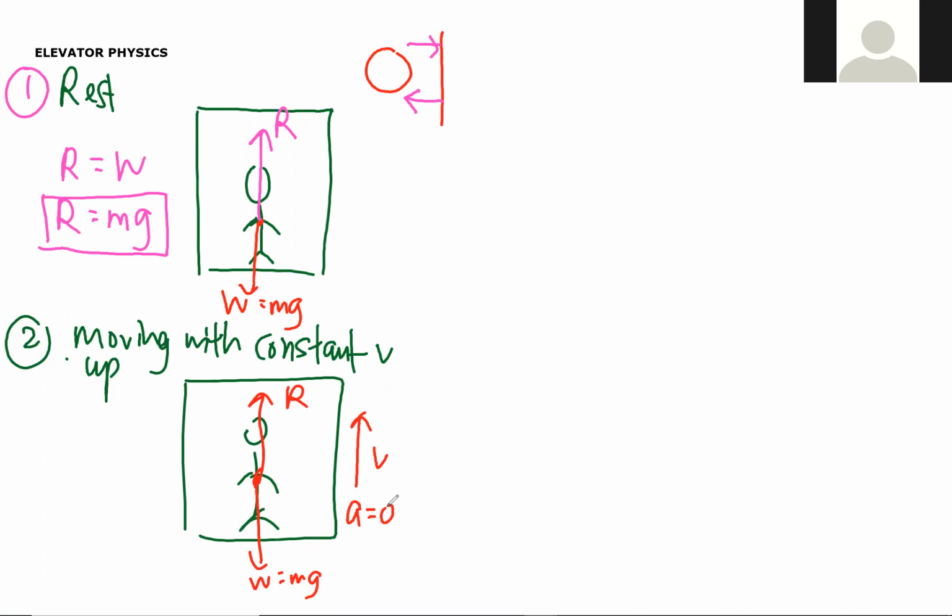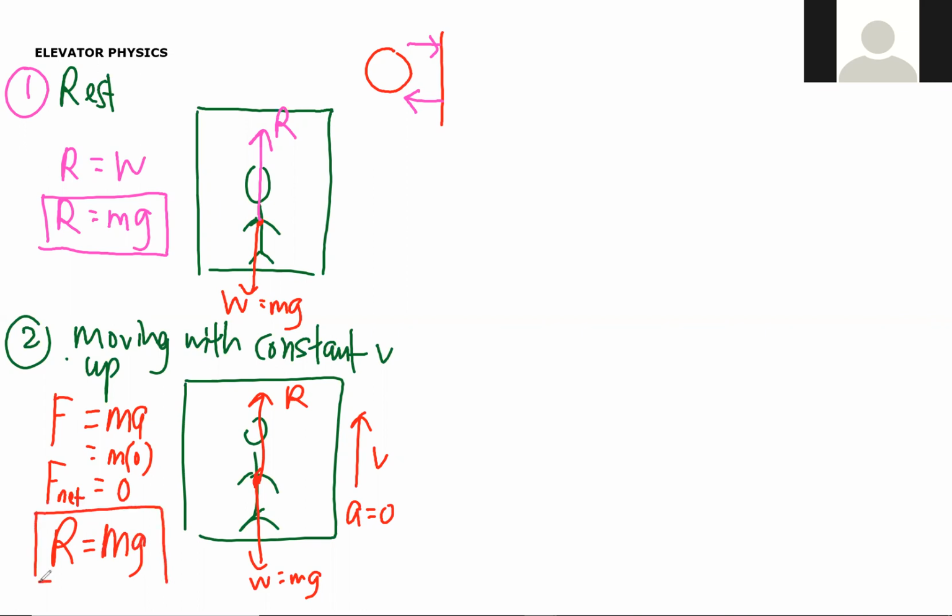So if you take the formula F equals to ma, since acceleration equals to zero, then your net force also equals to zero. Okay, net force equals to zero. If the net force equals to zero, meaning that you will also get R equals to mg. R equals to your own weight. Because there's no net force. No net force means R and mg are balanced.